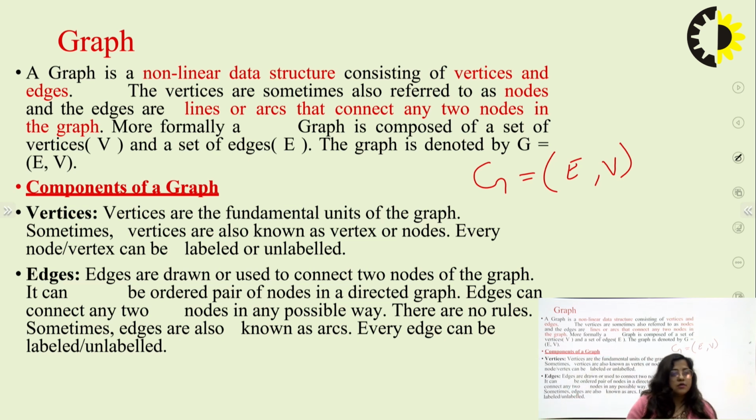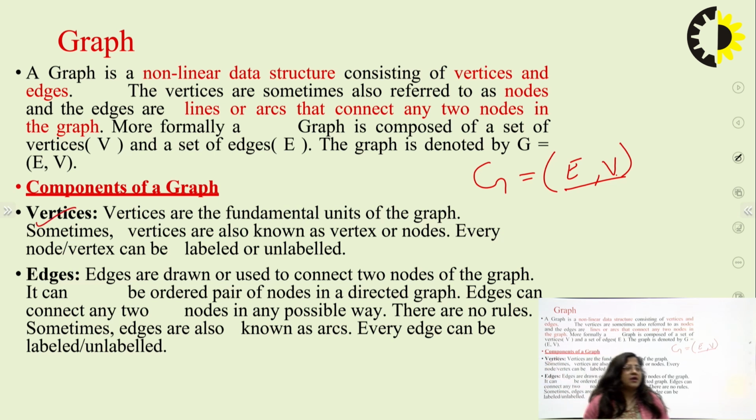So these are the graph forms, also denoted in this way. According to this, two components are included in the graph: edges and vertices. So the two components of a graph are, first, vertices and second, edges.